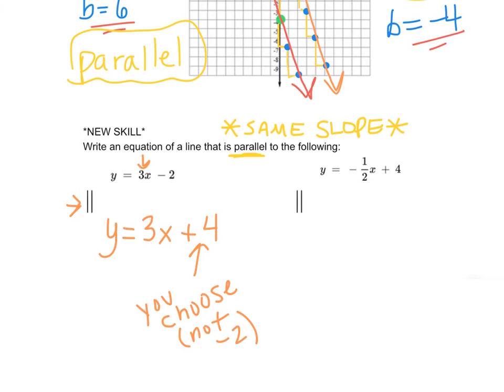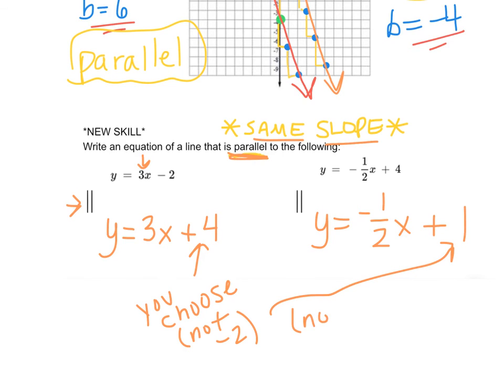So what are you thinking for the next one? If we want it to be parallel, we have to have the same slope. So I just keep the -1/2 x, because that's the slope, and then I choose the intercept. Maybe I'll go with +1 on this one. Again, it's your choice, but for this one, any number, just not +4.